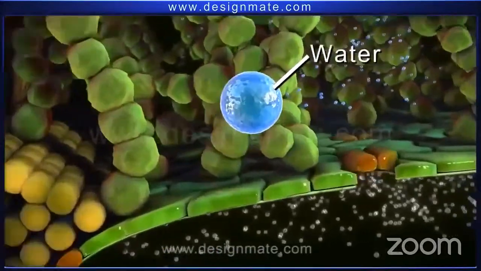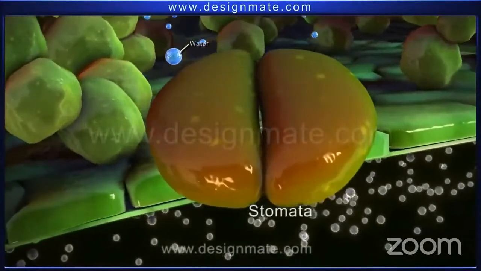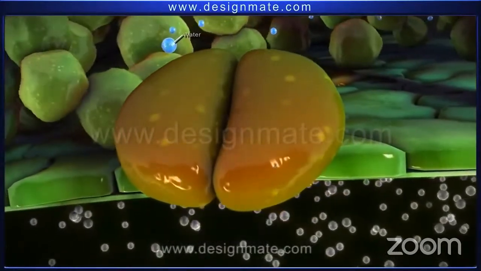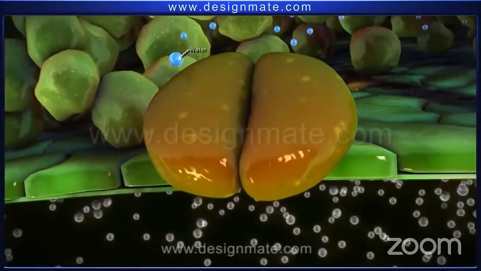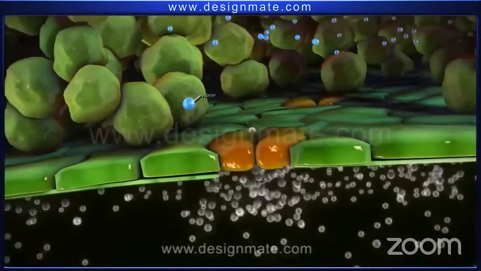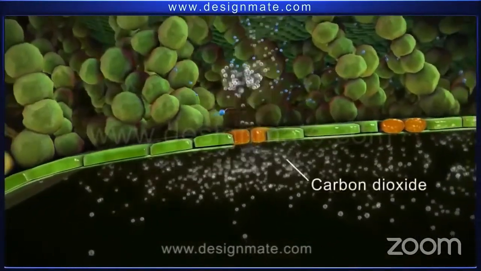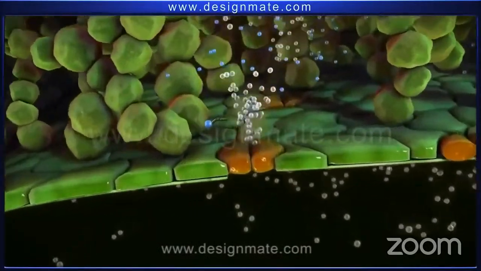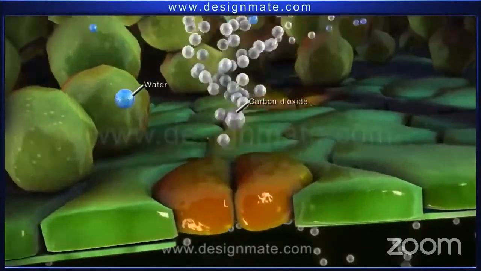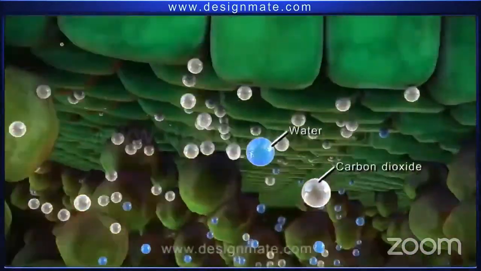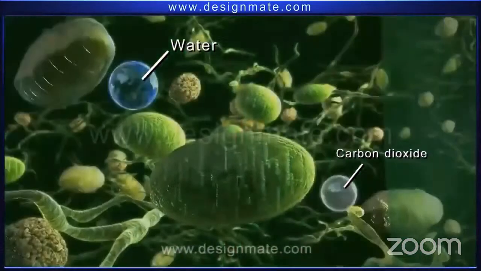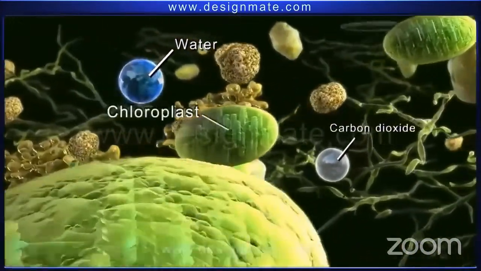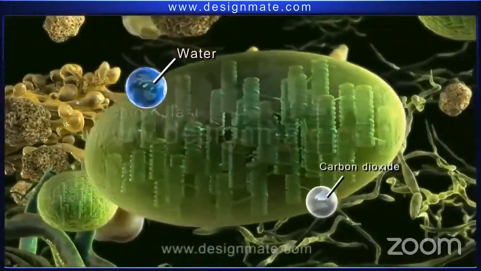The lower layer, the lower dermis of the leaf, has many stomata. You can see the water particle, and this is a stomata, which regulates the opening and closing. These are the guard cells. These guard cells help in opening and closing of the stomata, and you are observing the carbon particles entering into the leaf through stomata. Yes, carbon dioxide molecules. Water and carbon dioxide are entering into the cells. Here they are entering into the chloroplast.